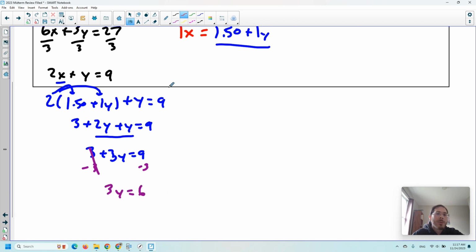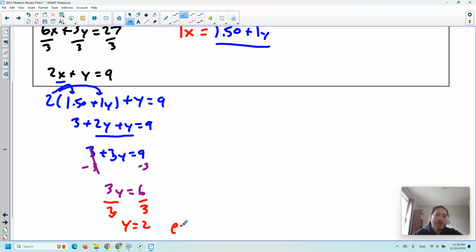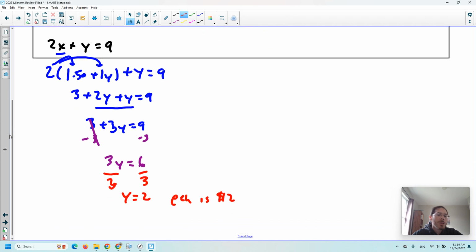And I'm going to divide both sides by 2. Sorry, not 2, by 3. I was thinking about the answer already. So I get y equals 2. All right, so it turns out that y equals 2. This means that the pen is $2. All right, so I know y equals 2.